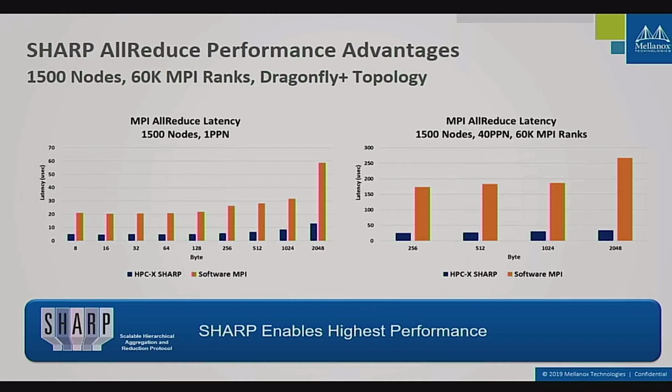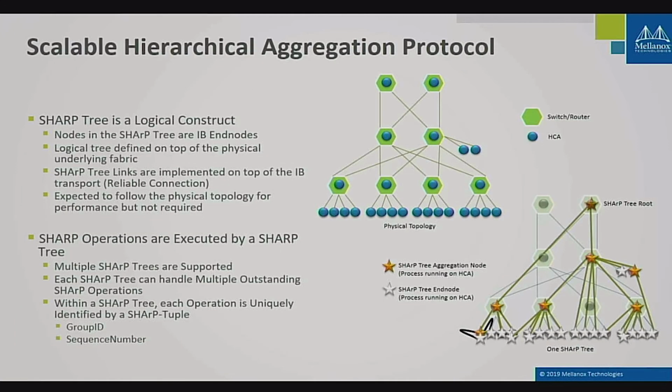This one is for 1,500 nodes, 1 process per node, and this includes 40 processes per node. So you have some additional latency for doing the reduction within the node and for distributing the data within the node. We do that in some hierarchy. But again, the important part, SHARP works on any topology you would like to use.